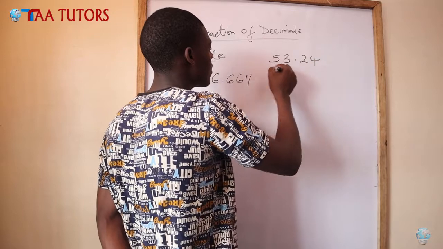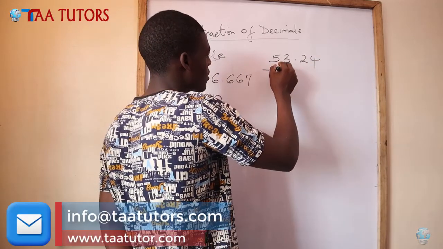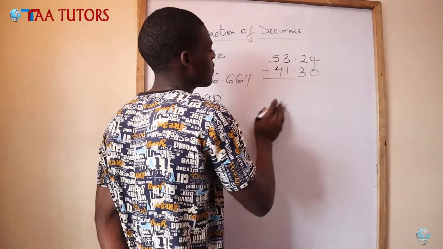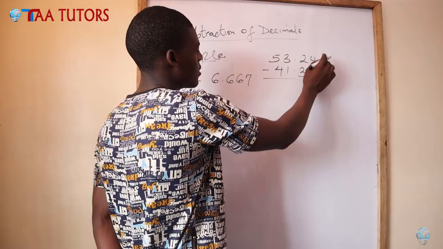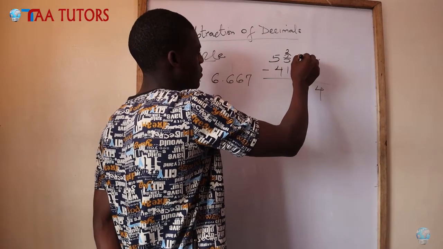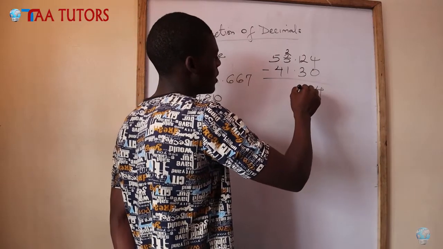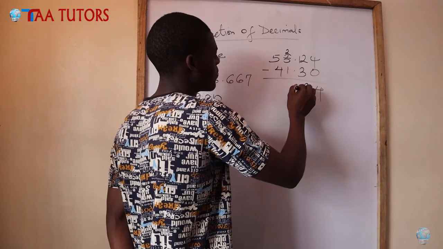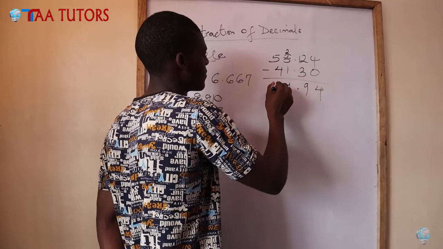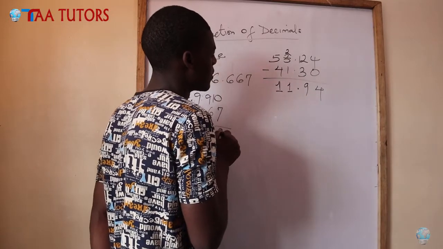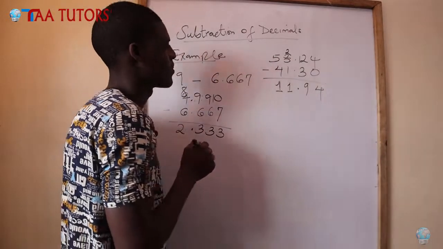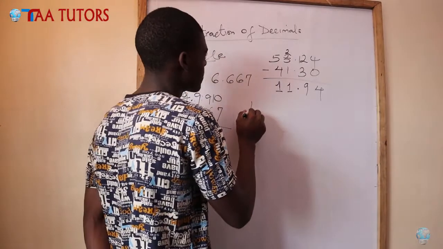We have the next one here, 53.24 minus 41.3. We will have 0 there to make the number of decimal places equal. 4 minus 0 is 4. We borrow 1. So we have 12 minus 3 will be 9, and our decimal point. 2 minus 1 is 1. 5 minus 4 is 1. So when we subtract 41.3 from 53.24, we are getting 11.94.